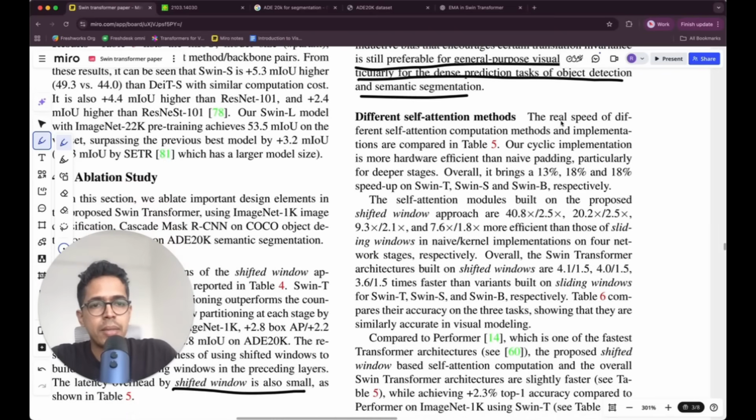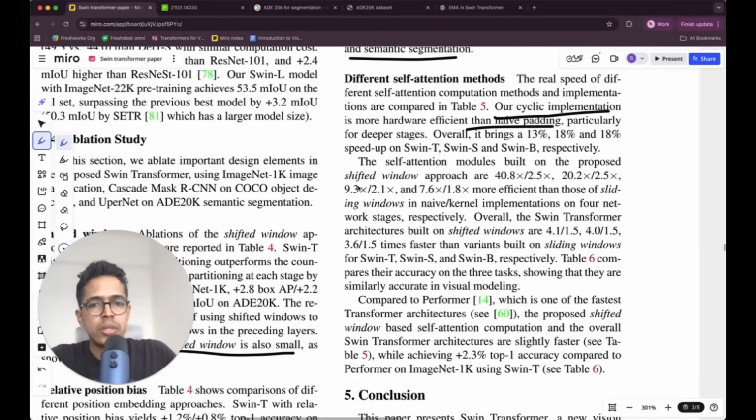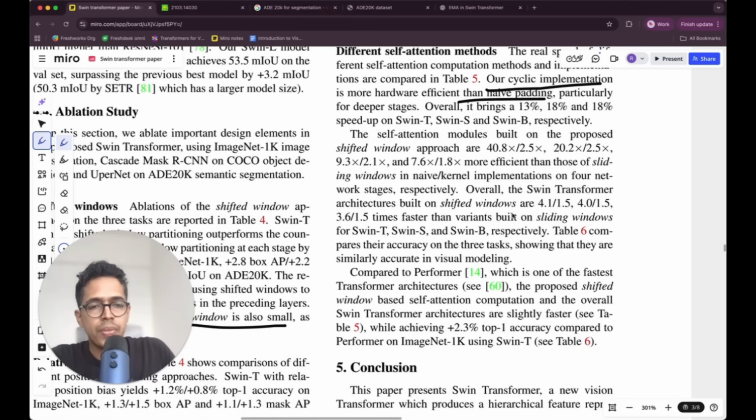Then different self-attention methods. The real speed of different self-attention computation methods and implementations are compared in table 5. Our cyclic implementation is more hardware efficient compared to naive padding. Naive padding is, instead of 2x2 windows, if you go to 3x3 windows after shifting, don't do cyclic implementation, add padding. But padding increases the number of windows that you have to process, particularly for deeper stages. Overall, it brings 13%, 18%, and 18% speed up. The self-attention modules built on the proposed shifted window approach are faster. Overall, Swin Transformer built on shifted windows is 4 times or 1.5 times faster.